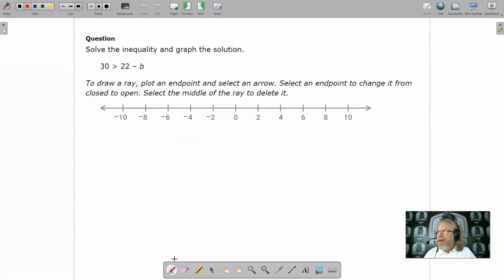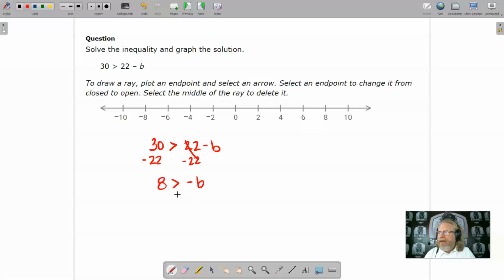On the next one, I have 30 is greater than 22 minus b. So let's get rid of this 22 by subtracting 22, and we're going to subtract 22 from the other side as well. Let's leave our sign for now. Bring down our minus b, because the 22's canceled each other. 30 minus 22 is 8.